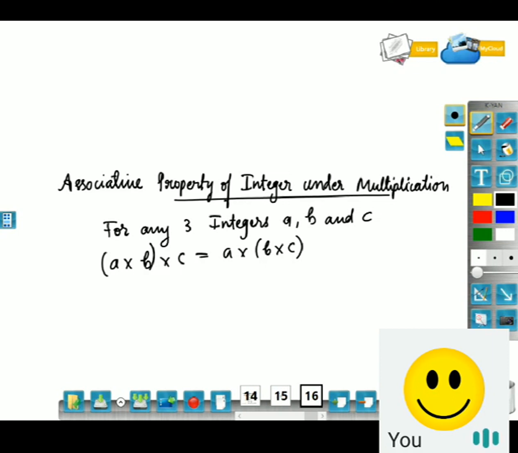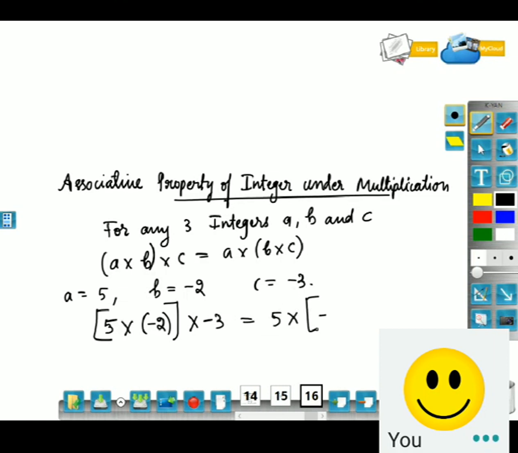So put some values for a, b, and c. So take a is equal to 5, b is equal to -2, and c is equal to -3. So all of you put these values for a, b, c and check whether your left hand side and right hand side of the equations are equal or not. So the value of a is (5 into -2) into -3 is equal to 5 into (-2 into -3).